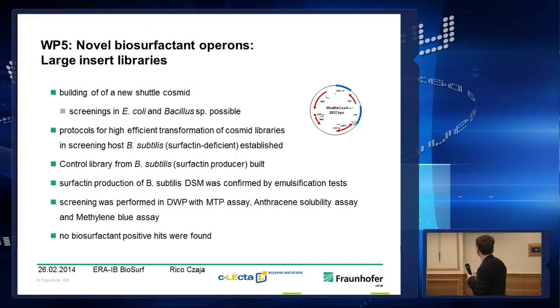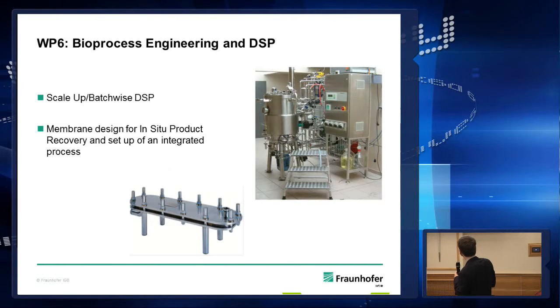As a control, they used a surfactin-deficient Bacillus subtilis. Surfactin is a known biosurfactant. And they built a control library that should contain this pathway. And indeed, if you transform this into this Bacillus subtilis, the production of surfactin was confirmed by emulsification tests using different screening assays. They were also used for screening of larger libraries, but until now, in this part, no additional positive hits were found. Nevertheless, this technology was considered as highly interesting also for other pathways by the company.